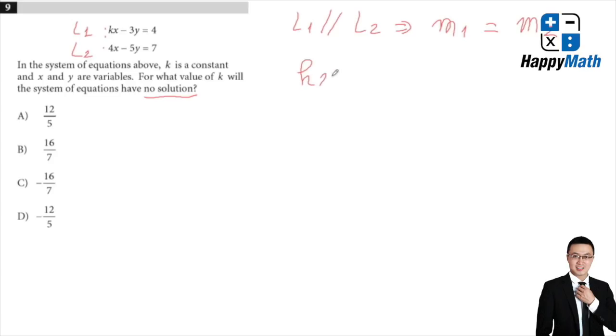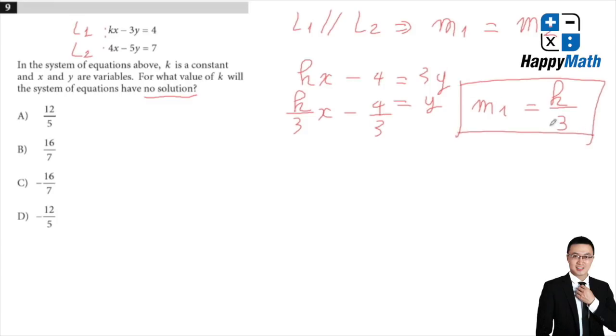For L1, I will change the position and divide both sides by 3. So the gradient of L1 will be k divided by 3. The gradient is the coefficient of x. So we see that k divided by 3 is times x, so k divided by 3 is the coefficient.